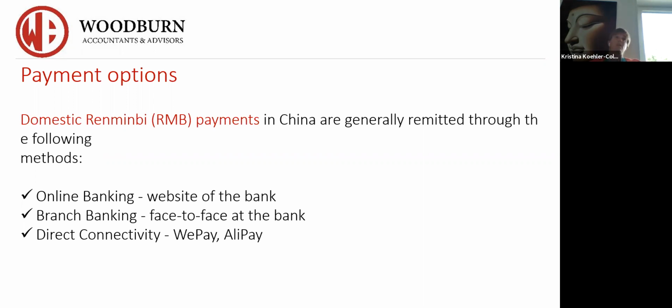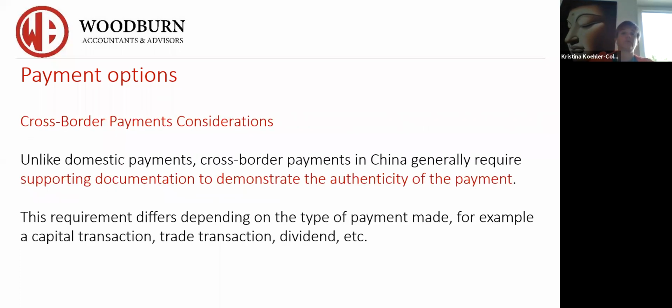So basically, if you have a WeChat account and you want to do transactions through the company account, you've got to attach your bank account to your WeChat account to be able to pay through WePay or Alipay likewise. But you've got these three options to pay and receive renminbi: online banking, branch banking, or the direct connectivity options. Doing domestic transactions is very easy, particularly if it's all in renminbi, no problems whatsoever.